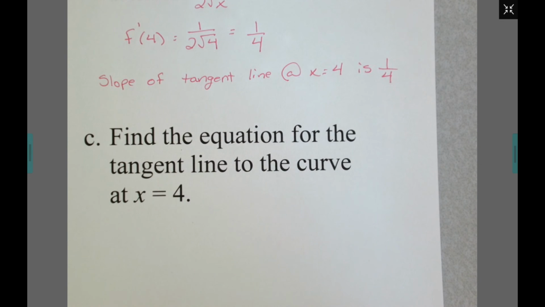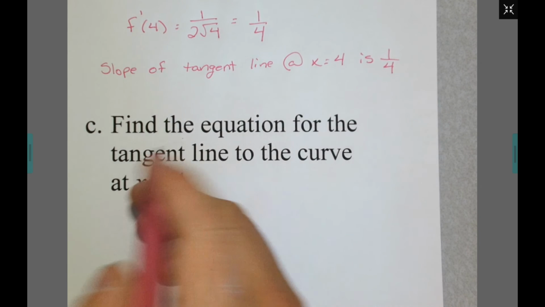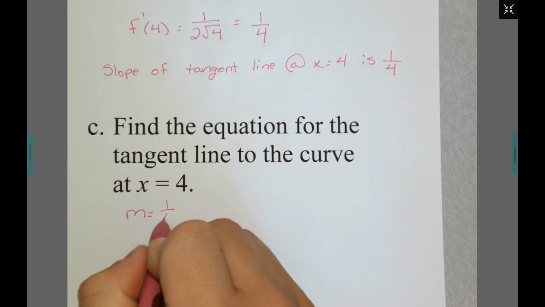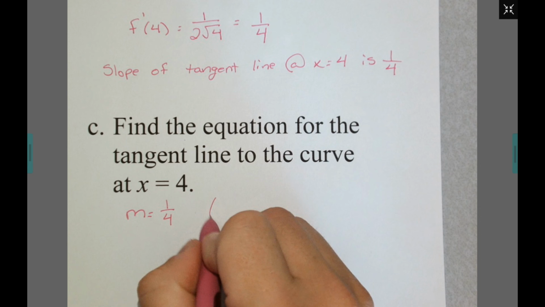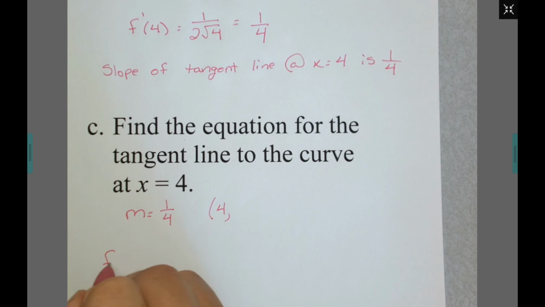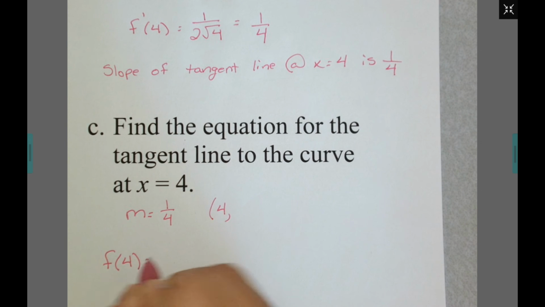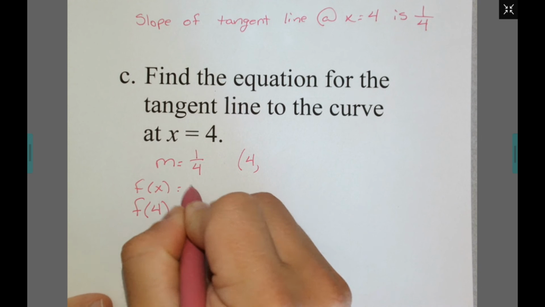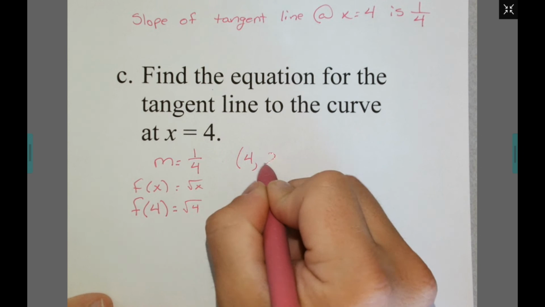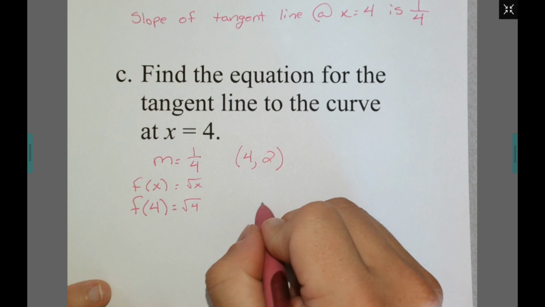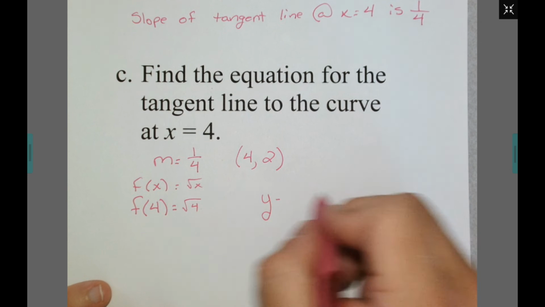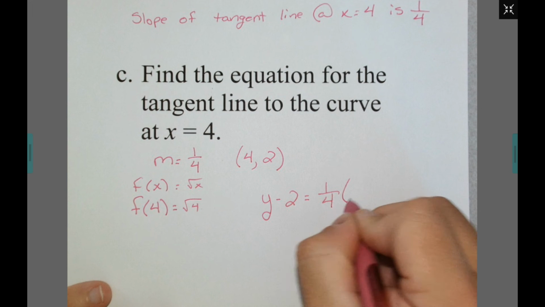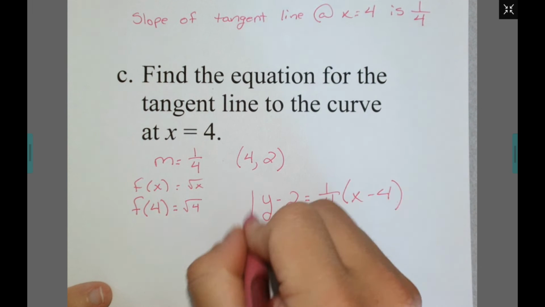C, find the equation for the tangent line to the curve. We need our slope. We went ahead and found the slope in part B, so m is going to be 1/4. And then we need a point. For my point, x value is 4. We need to go back to the original function. So f of 4. F of x originally was just the square root of x. So f of 4 will be the square root of 4, which is 2. That gives me the equation y minus 2 equals 1/4 times (x minus 4).